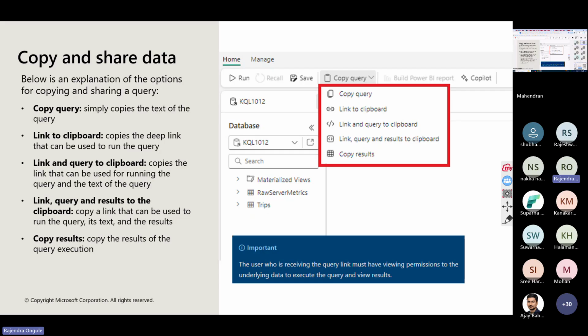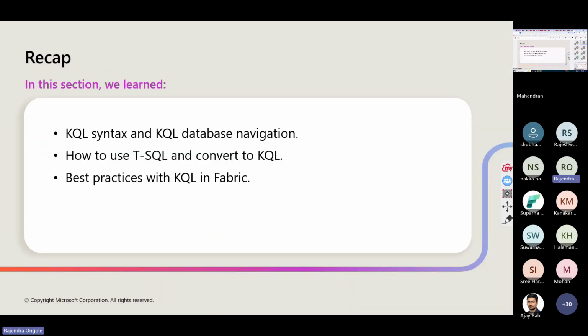Once the databases have been added to your event house, it looks the same. You can see here RAS, this is one of the tables. This is another table, trips, which is already available in this KQL 102 database. You can retrieve the complete information too, which is important.